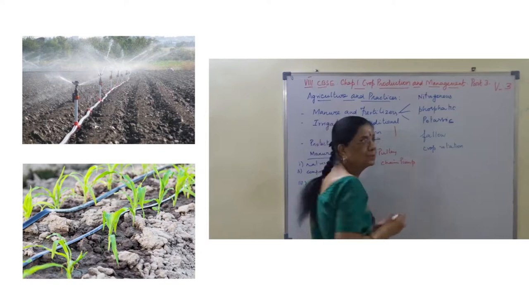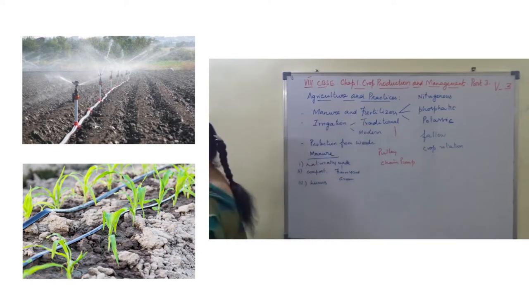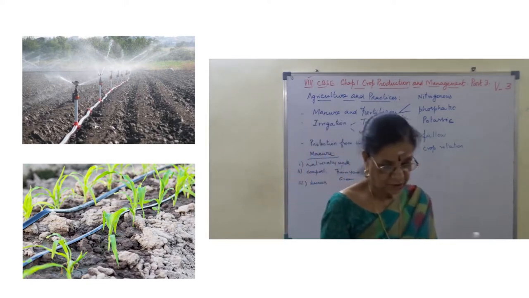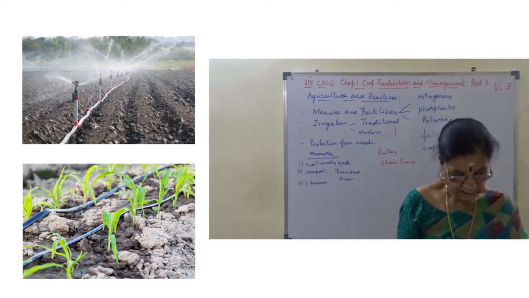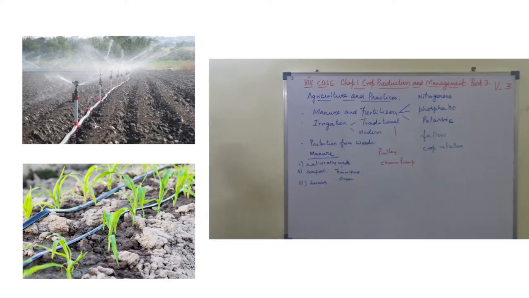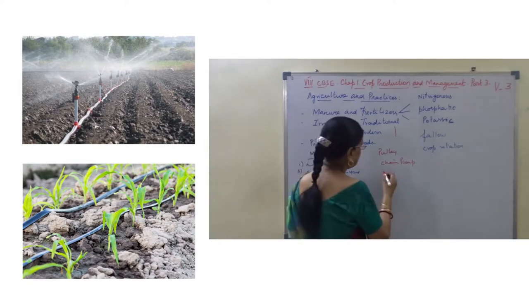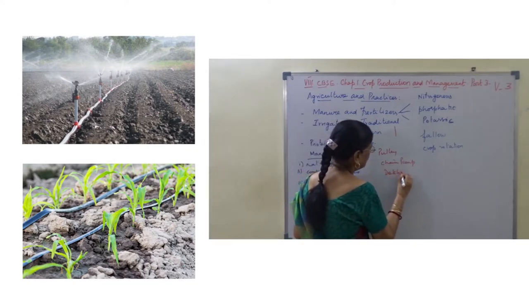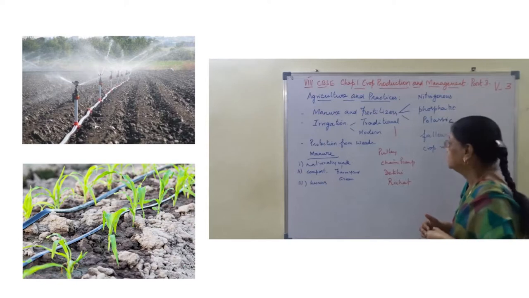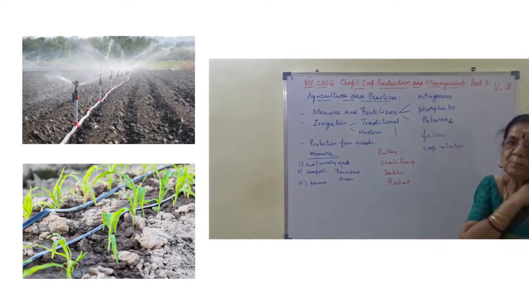Pulley, chain pump. As it is given in our textbook as pulley, chain pump, and then dekhi and rahat. Dekhi and rahat, what does it mean? Chain pump, dekhi and rahat. These are the traditional methods of supplying water to the plant.